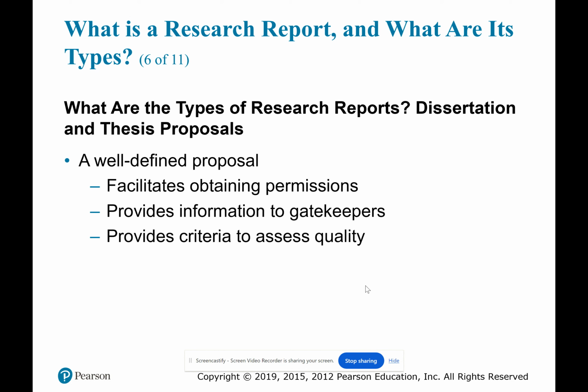Okay, so a well-defined proposal does the following. It facilitates obtaining permissions, like for your study site or your educational setting. It will also provide information to gatekeepers, those in authority, so you're going to provide the information to those people. And then you're going to provide criteria to assess the quality of a project. Okay? So whenever you are making your proposal, these are the things that you have to do.